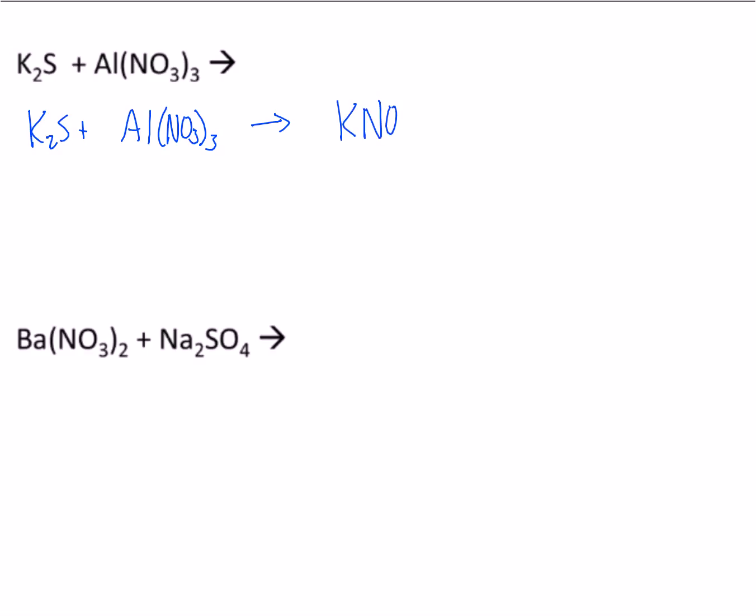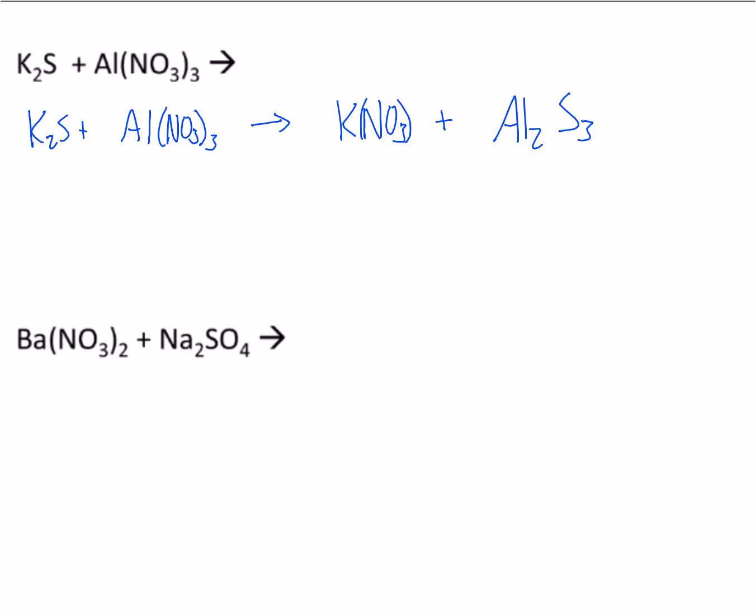KNO3, potassium nitrate, and Al2S3. S3Al2 is incorrect. Aluminum sulfide is Al2S3. Why is it Al2S3 and not S3Al2? Metal goes first, guys, which really, not just metal, it's the cation. The cation always goes first, and that's review. But again, how did we get the subscripts there? Because we did the crisscross method.